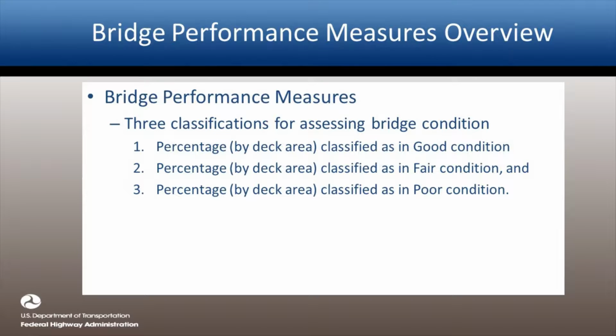Luckily though, we've already got a good bit of data on bridges. We've had the MBI data that we've been collecting since 1970, 71, so we've got a lot of data there. And the decision was made that we'll use the bridge component ratings from the MBI data. So there's basically three classifications for assessing bridge condition that we came up with: the percentage of deck area that's classified in good condition, or the percentage that's classified in fair condition or poor condition.